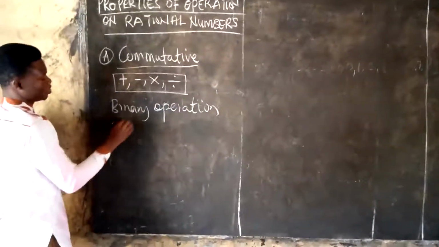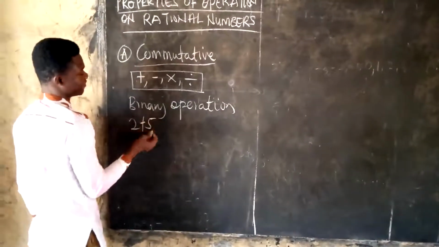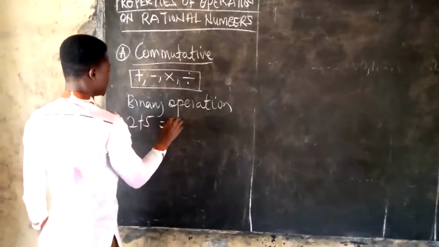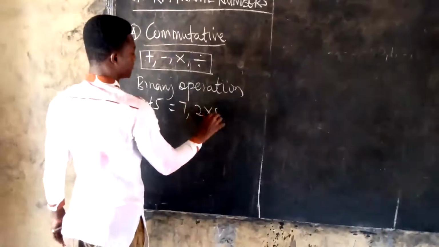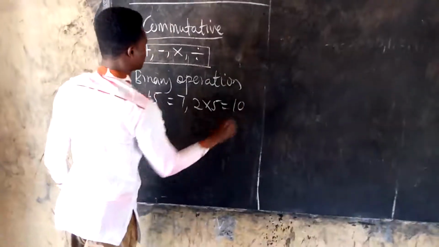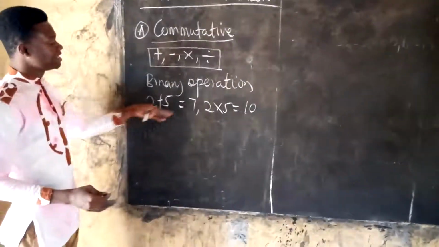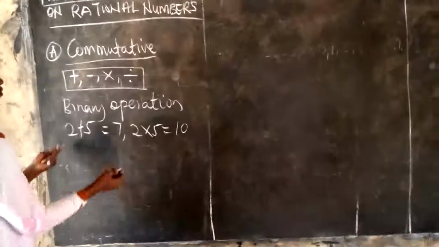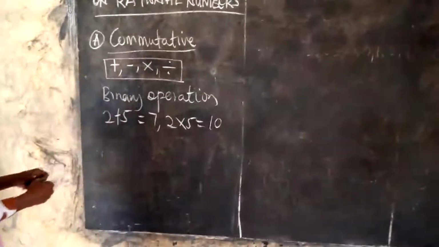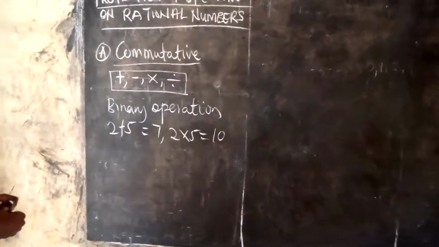Let's say 2 plus 5 gives us 7. 2 times 5 gives us 10. So whenever we use this number, we operate it on another number and it gives us another number. That's what we call binary operations. So let's talk about the commutative property.